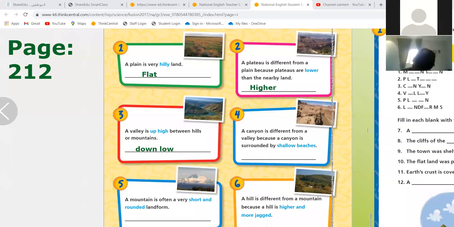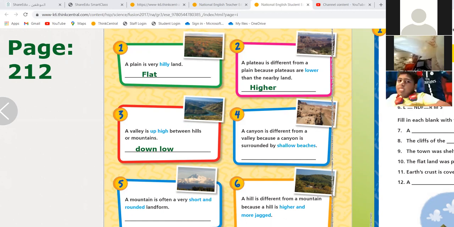Now, number four. Jamal, can you do number four? A canyon is different from a valley because a canyon is surrounded by what? Look at the side of the cliff.